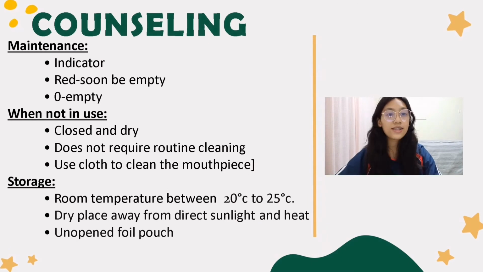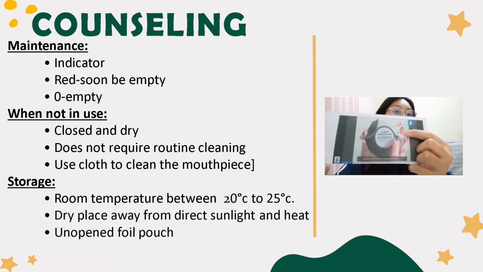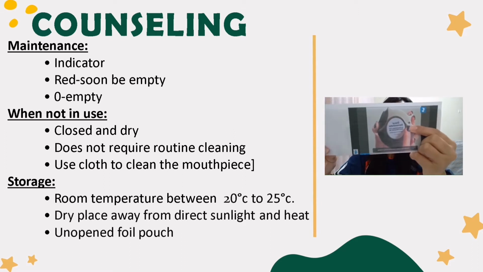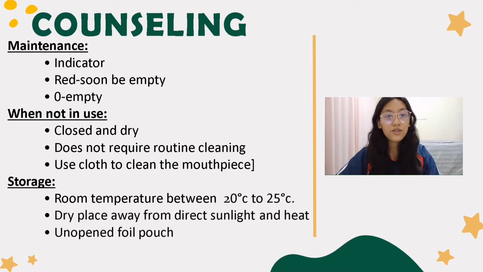So for the next slide, we have counseling. On top of the discus is an indicator. I have shown you earlier, this is the indicator. The numbers on the indicator show how many doses are left. So when there are 5 doses left in the discus, the indicator will turn red, meaning it will soon be empty. When the number turns 0, it means that the discus is already empty. Take note that it is always a good idea to get a new discus before the number reaches 0.